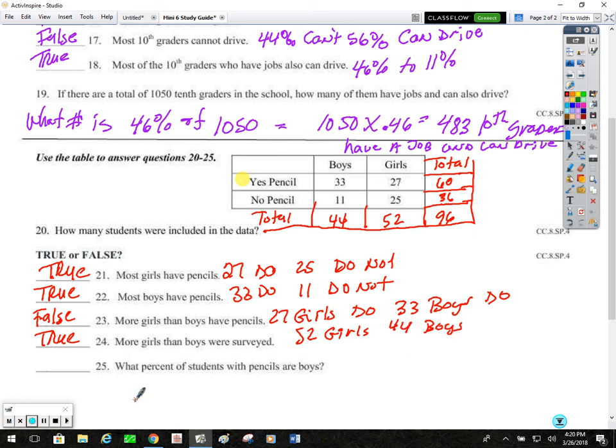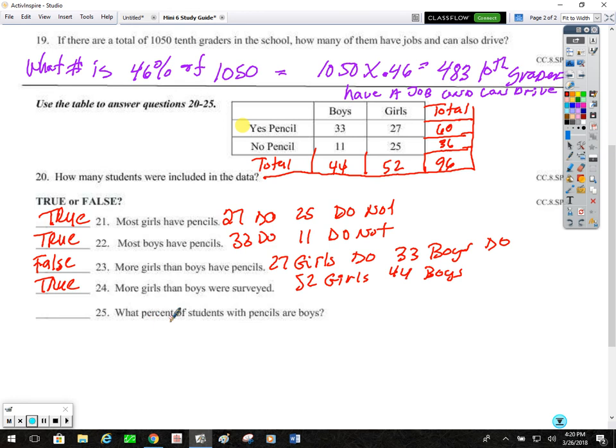All right. What percent of students with pencils are boys? What percentage of students? Now this is the one you need to watch, right? Because this one now is asking you, when I see that percent, I'm thinking fraction. I've got to create a fraction somehow. So when it says what percent of students with pencils, remember that first part usually tells me my denominator. The second part usually tells me my numerator.